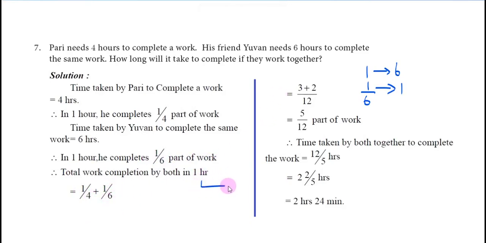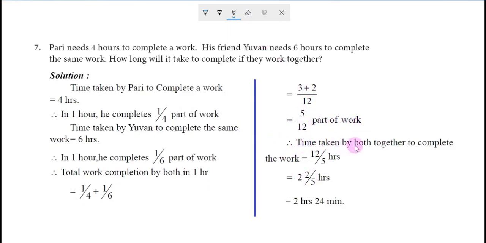Okay, what is the LCM for 4, 6? 4 comma 6. Apply 2: 2, 3. Again apply 2: 1, 3. Now apply 3: 1, 1. So 2 into 3 into 2, that is 12. How to make 1 by 4? Here 12 means into 3, so 3, plus here 6 into 2 is 12, so plus 2, whole divided by 12, that is equal to 5 by 12. 5 by 12 part of work.